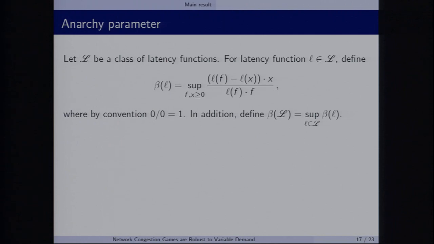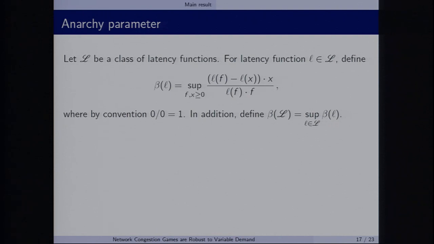Before I state the result, I want to step back and see what we already learned from the fixed demand models. We learned that in general, the price of anarchy could be infinite for fixed demand models, but if we restrict it to a certain class of latency functions, we can say something more. So for example, if we have affine latency functions, we know that the price of anarchy is only 4/3. And this can be found by means of this anarchy parameter beta over here.